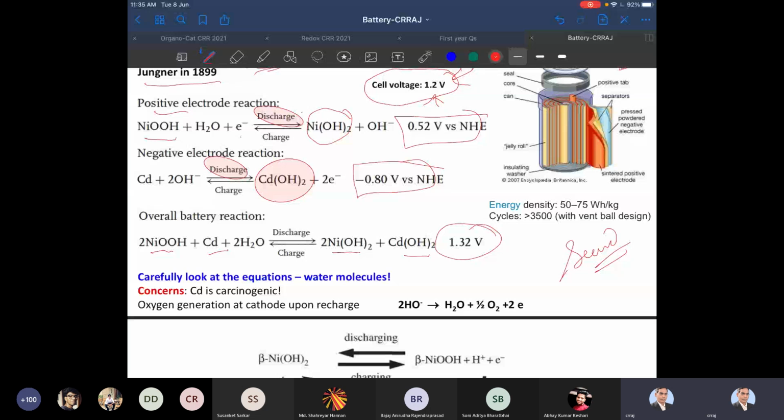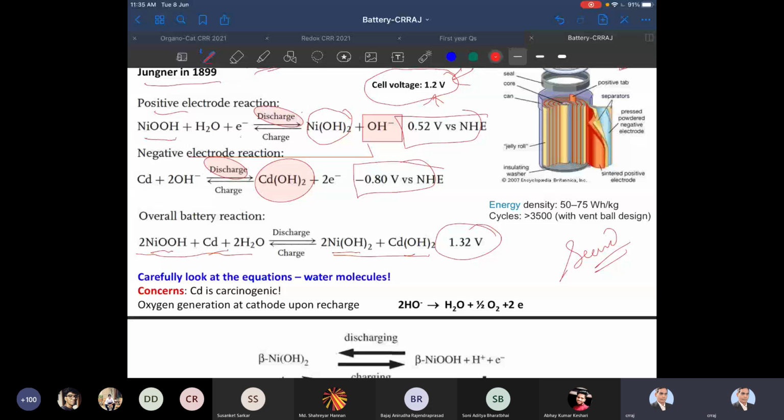The main problem in the lead acid battery, the conventional lead acid battery, is flooding. You generate water, the volume increases, and then it goes up. Here, carefully look at the nickel oxide hydroxide. For the positive electrode reaction, you are generating OH minus, which is being consumed at the negative. I hope you are following. At the end of the day, what we have is nickel oxide hydroxide, cadmium, water. There is no volume expansion, theoretically, ideally.